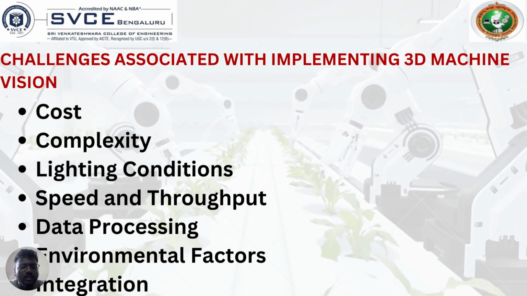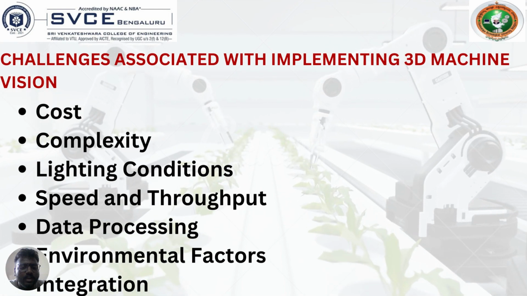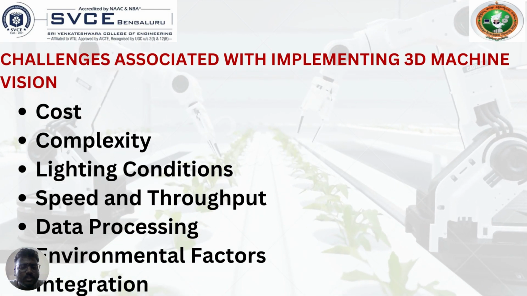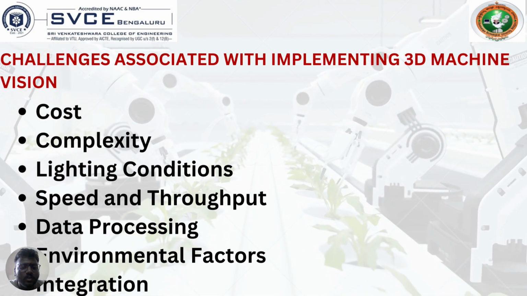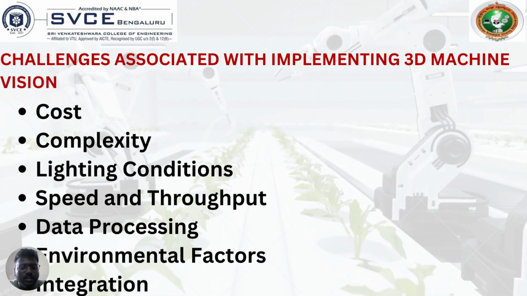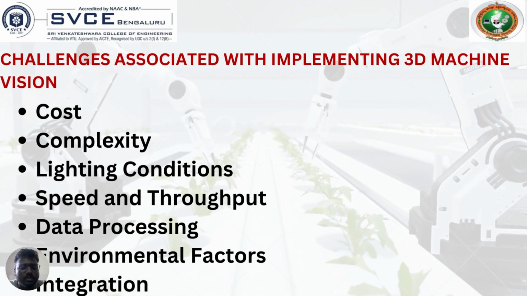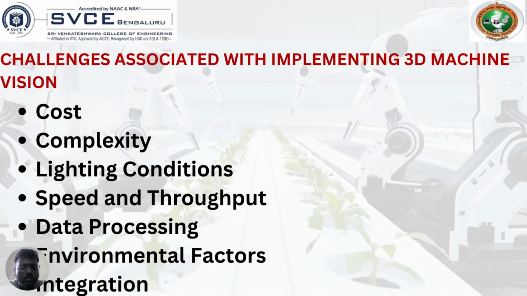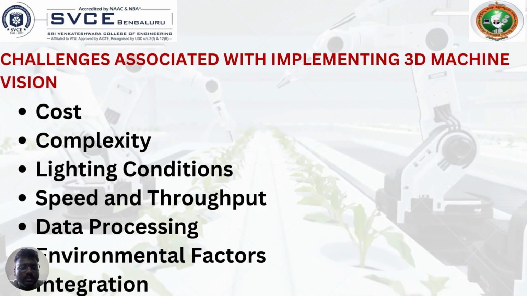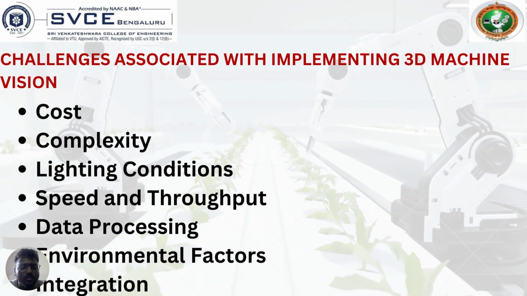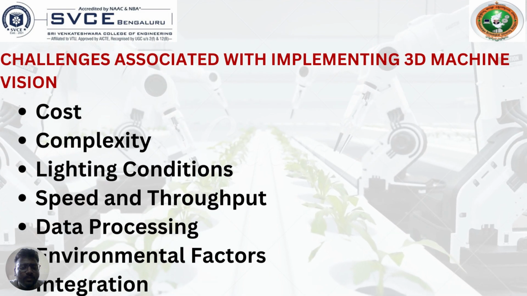Light conditions. A 3D machine vision system can be sensitive to changes in light conditions, which affect the accuracy and reliability of the system. Shadows, reflections, and variation in ambient light can cause errors in depth sensing and object recognition. Speed and throughput: 3D machine vision systems can be slower than 2D systems, especially when processing a large amount of data. This can be a challenge for high speed applications such as inspection or sorting where real time analytics is required.